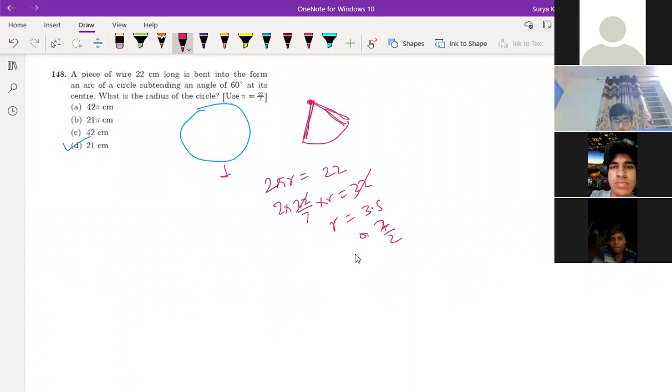So what is the radius of the circle? But why are you finding this? What to do here? How to find this? So here it is r plus r. How to find the radius of the circle? 60 by 360 into 2 pi r is equal to 22. You can write like this only.